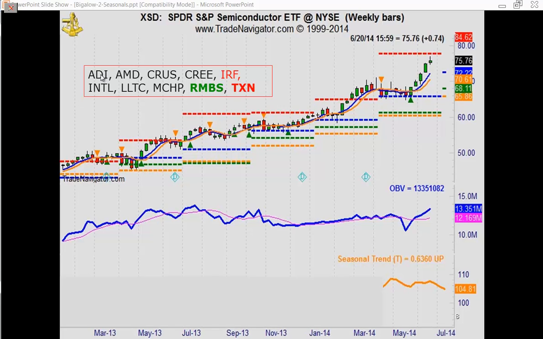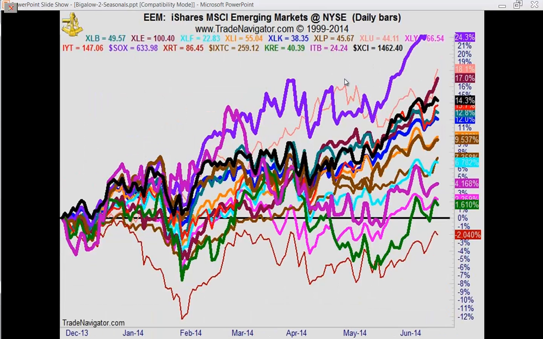So with the semis, what we now want to do is a top-down approach. Seasonal analysis has alerted me to the fact that the semis are entering a seasonally weak period of time. I look at the relative performance and I say, man, this is a sector that has outperformed. And I gave you guys almost the kitchen sink of sectors.